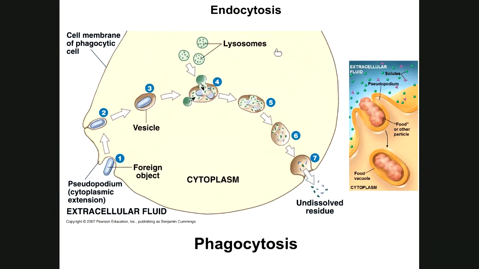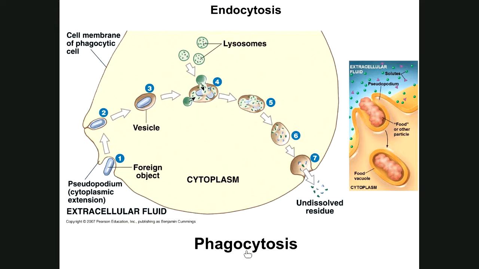The third type of endocytosis is called phagocytosis. Phagocytosis is selective. Phagocytosis is most commonly performed by our white blood cells. We have white blood cells such as macrophages and monocytes. Macrophages are white blood cells in your tissues, monocytes are white blood cells in your blood, and they are capable of phagocytosis. The lay term for phagocytosis is eating something up.